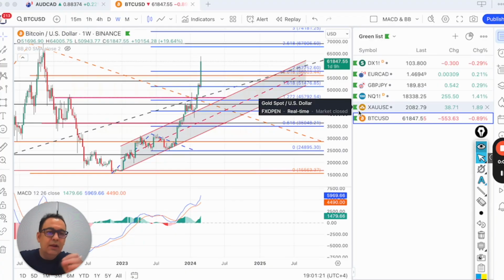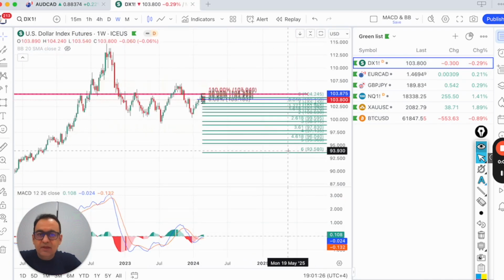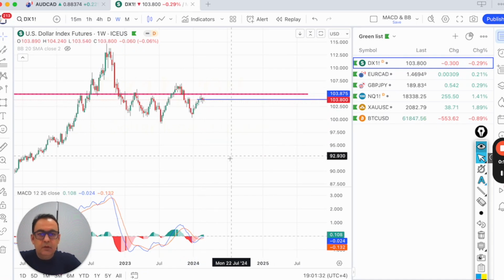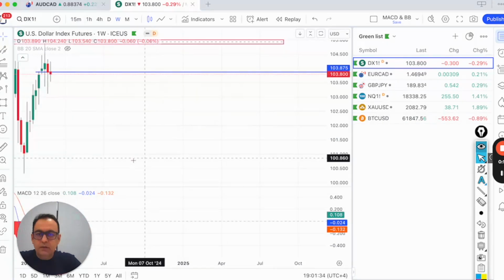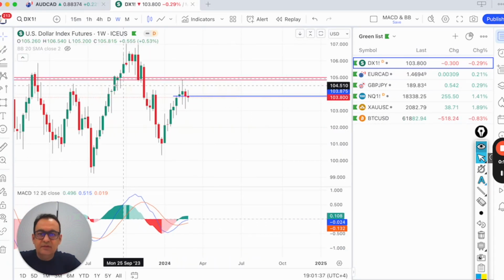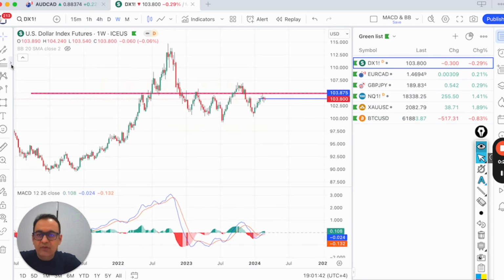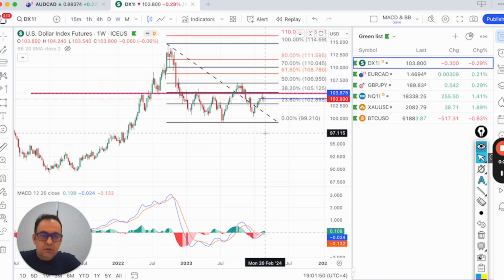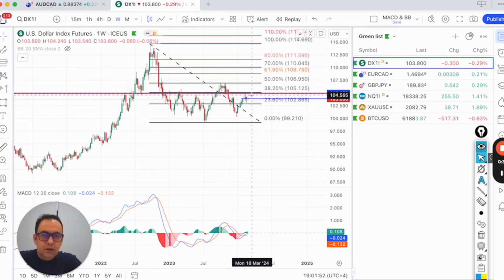So as usual, let's begin with dollar index. Starting from the weekly chart of dollar index, here I've marked an important resistance level. This is marked on the basis of Fib retracement starting from the highest and to the new low. Now we got 38% retracement level at this level.